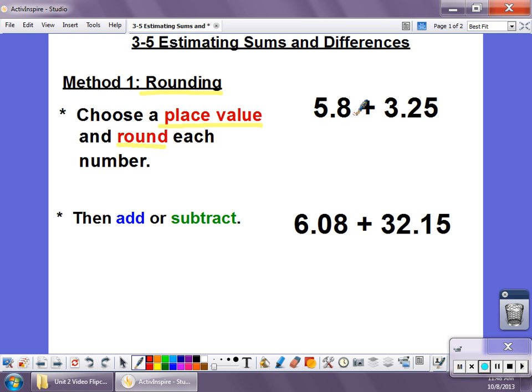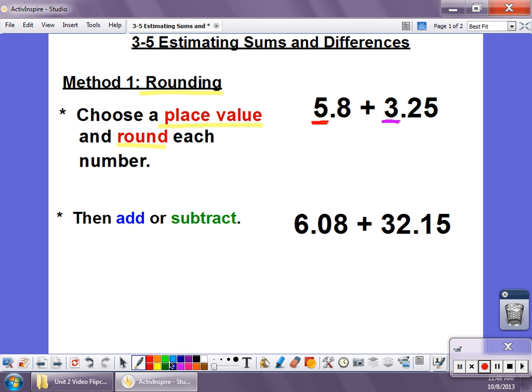So when I look at this first number, 5 and 8/10, what I notice is if I'm going to round this, I pretty much have to round it to the nearest whole number. And if I'm going to round that first decimal to the nearest whole number, then this decimal has to be rounded to the nearest whole number also.